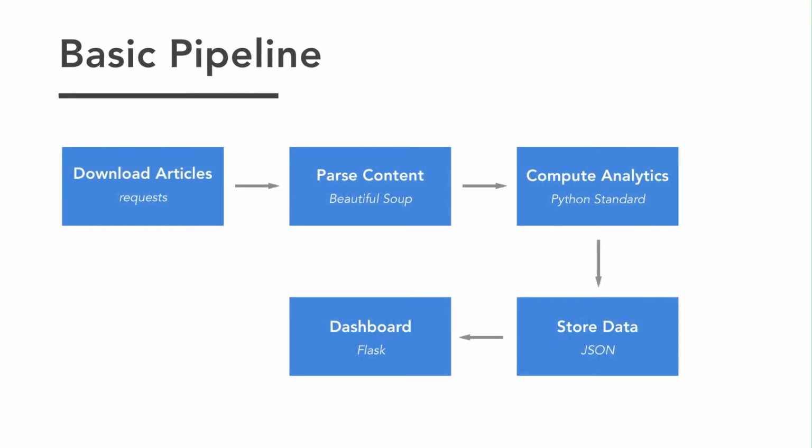Here's the basic pipeline that will serve to prototype our idea. We'll start by using the request package to download the blog articles. Then we'll parse the content using the beautiful soup package. After that, we can use the Python standard library to compute fundamental analytics of the blog. At this point, we'll simply export the data to JSON files. For the dashboard, we'll use a simple Flask app to serve and present the aggregated data.